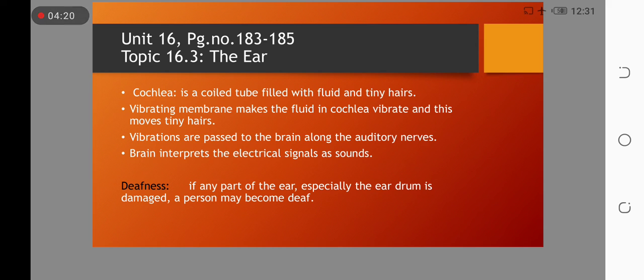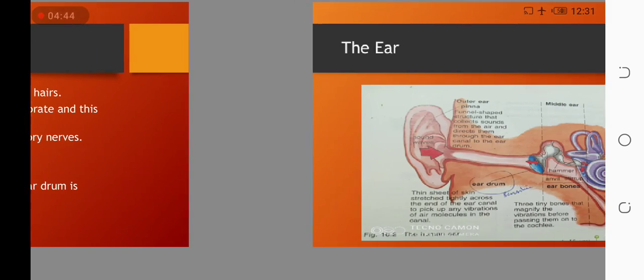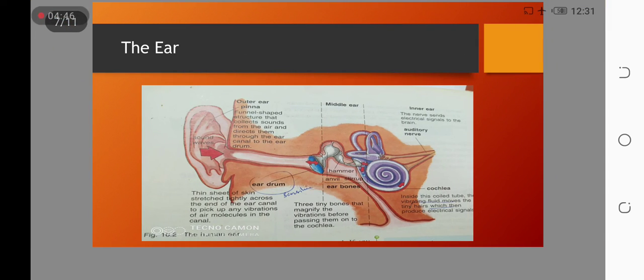So this is very important: what is the effect of sound on our ear? Our ears are very delicate and can be easily damaged. If any part of the ear, especially the eardrum, is damaged, a person may become deaf. So deafness can take place by damaging any part of our ear.